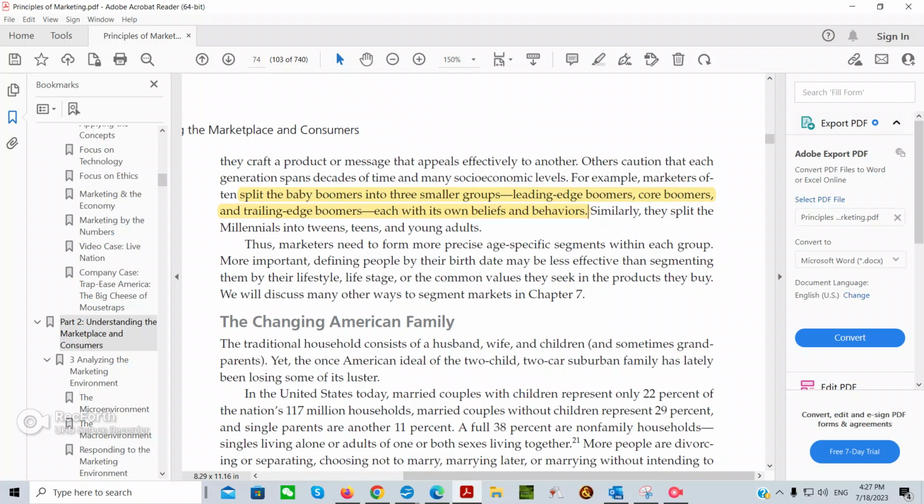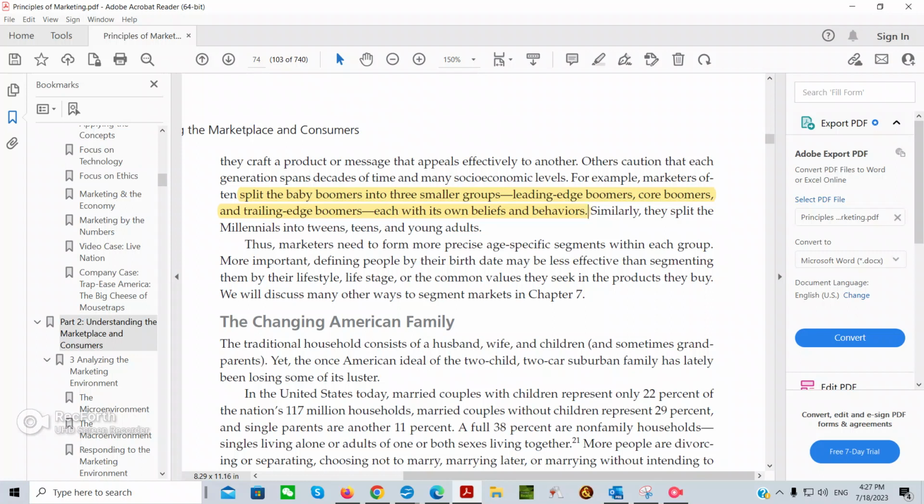We will discuss many other ways to segment markets in Chapter 7, which we'll do either next week or the week after, depending on how many of these I get in this week and next week.